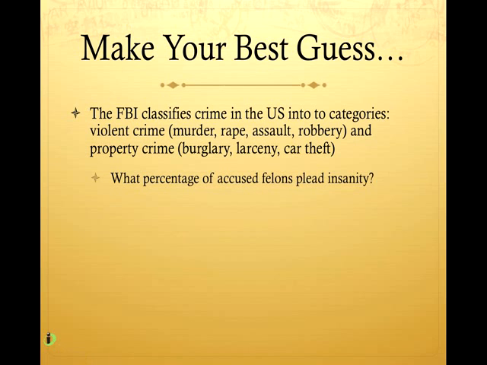Now, what percent of accused felons plead insanity? And of the percent that plead insanity, how many of them are acquitted for insanity? And lastly, what percentage of convictions for everything are obtained by trial rather than plea bargaining? Okay, got those written down?